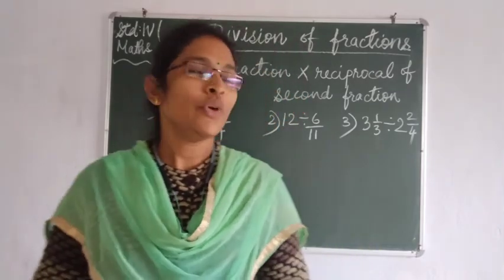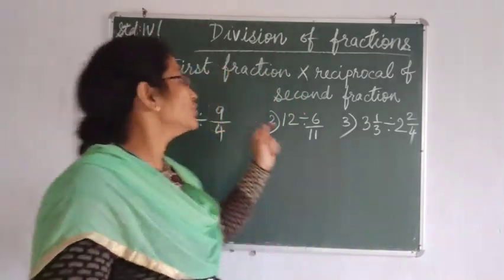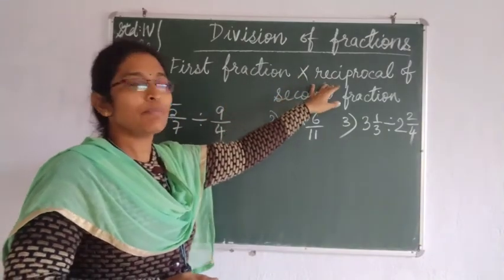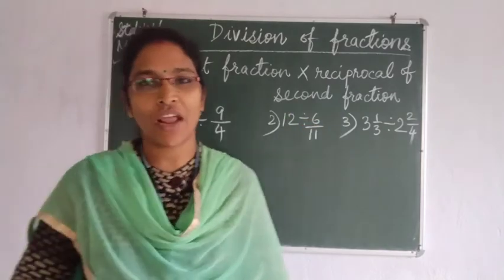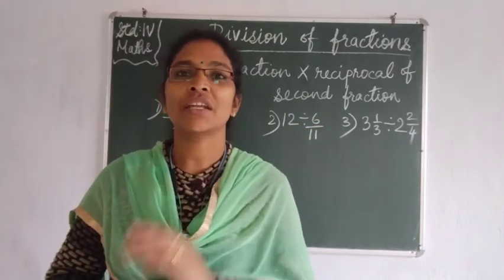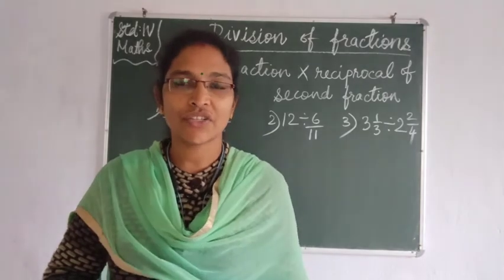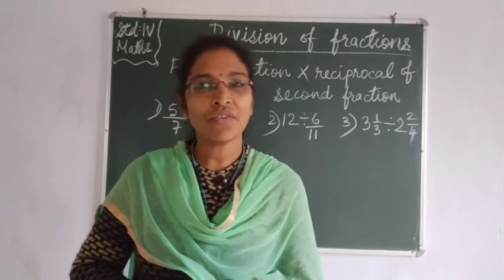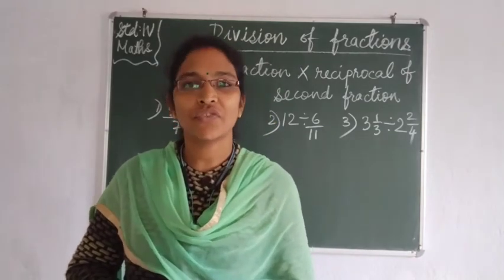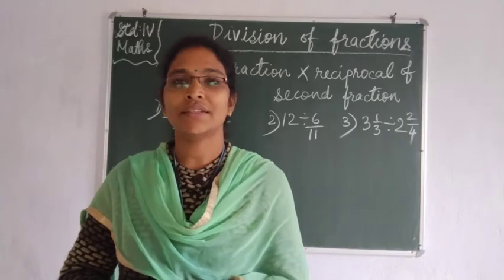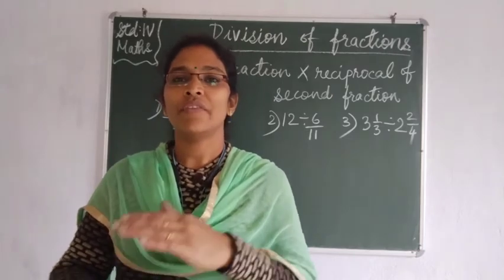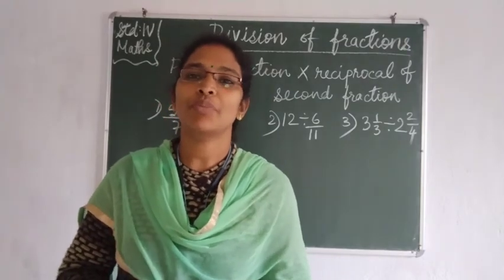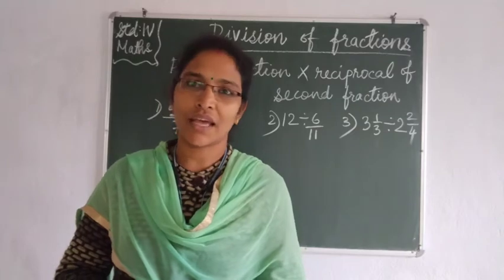Okay. For doing division of fractions, what do we have to do? First fraction multiplied by the reciprocal of the second fraction. Division of fractions is equal to the first fraction multiplied by the reciprocal of the second fraction. We will write the first fraction as it is, and for the second fraction, we will write the reciprocal of that, and instead of the division sign we will put the multiplication sign.